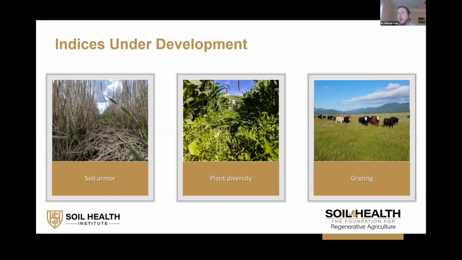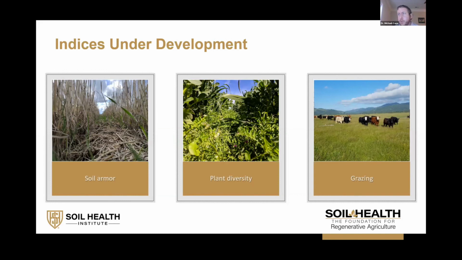So wrapping up, we see other indices based on the principles of soil health that may be useful, and we are working to develop or implement. We are looking at soil armor in order to consider crop residue management. Soil armor is a big deal for our sites in Mexico, where we are partnering with CIMMYT. We are also looking at plant diversity.